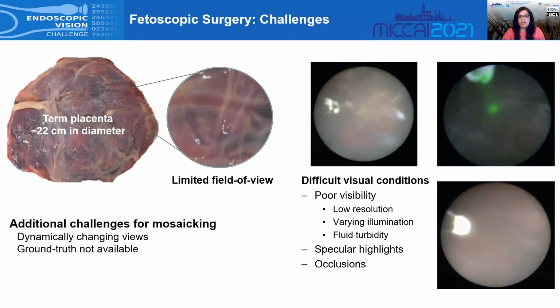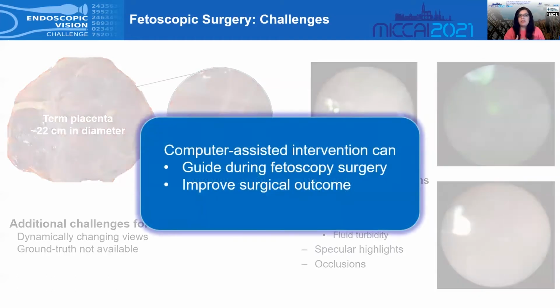And if I talk about challenges in increasing the field of view of fetoscopy, these views are highly dynamic. And also because this procedure is performed using a monocular camera, the ground truth transformations or registrations are not available for mosaicing. Nevertheless, we believe that computer-assisted techniques can improve this procedure and can guide the surgeons during this procedure to improve the surgical outcome. Therefore, we started looking into the task of fetoscopy registration.